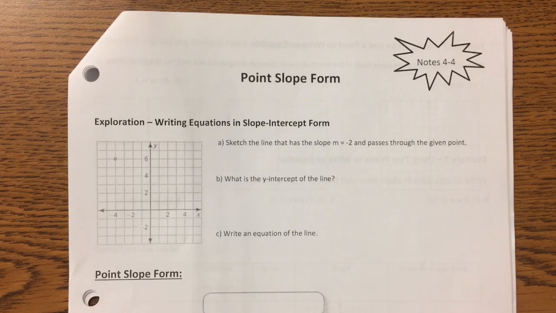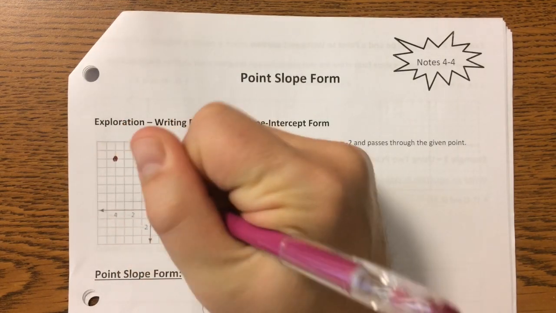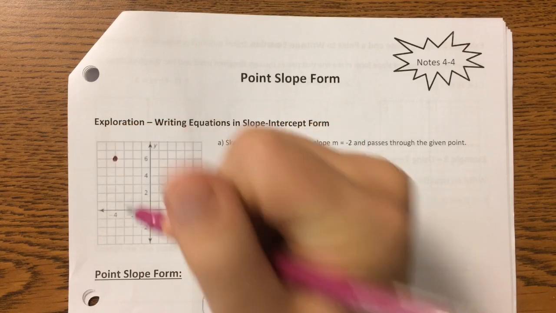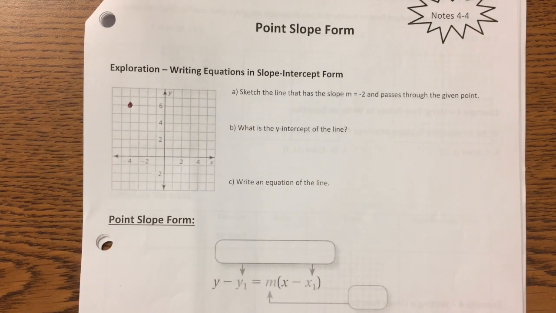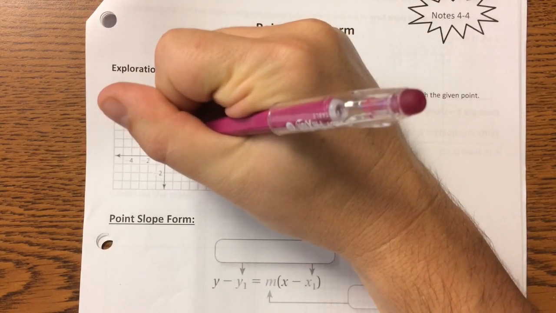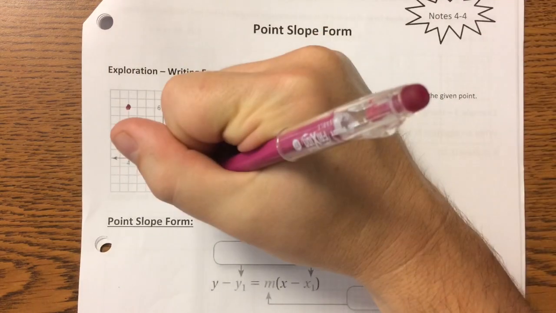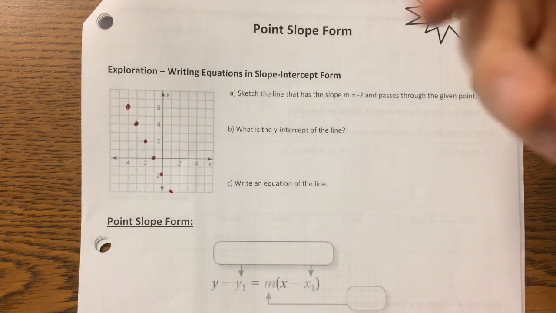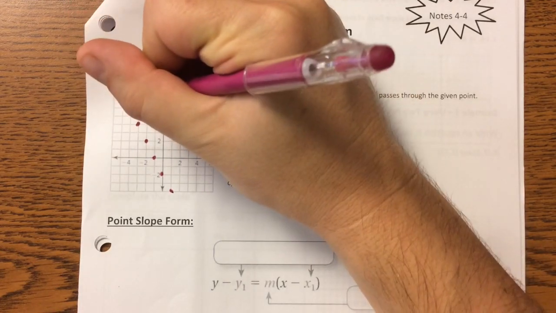So sketch the line that has a slope of m equals -2, so that's -2/1, and passes through the given point. The given point being this point right here, (-4, 6). So if I want to sketch that out, my slope is -2. I'm going to go down 2/1, and just continue that pattern all the way till I get to the end. And if there's space to go backwards, I'm going to do that too. And so here's my line.